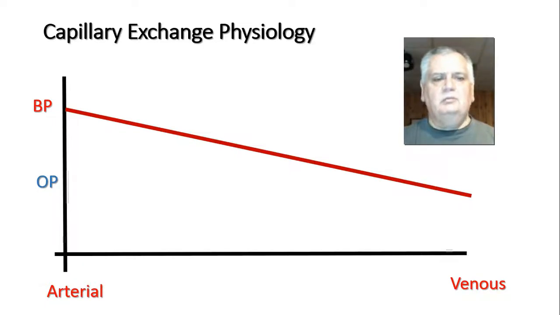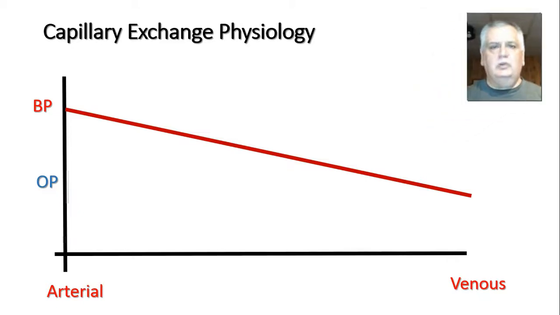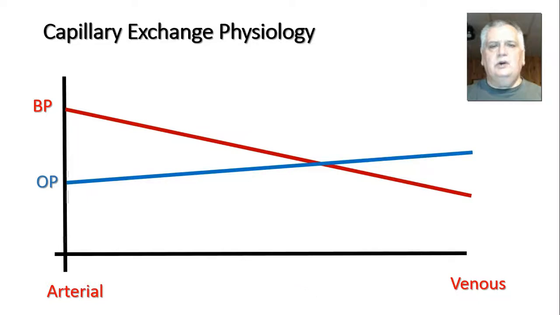But what about the osmotic pressure? And we're primarily looking at osmotic pressure inside the blood vessel here. As we move from the arterial side to the venous side, what's happening? The blood plasma is losing water as we move from the arterial side to the venous side. And as a result, the blood plasma is becoming more and more hypertonic.